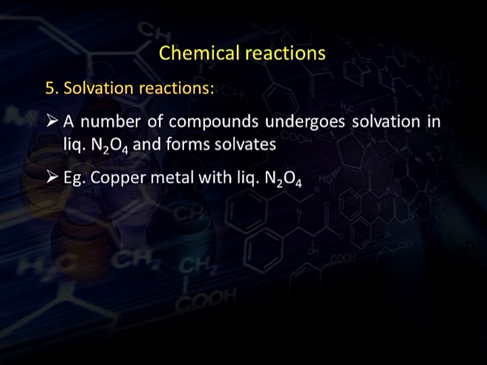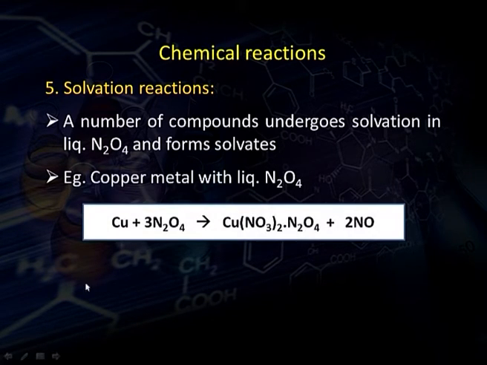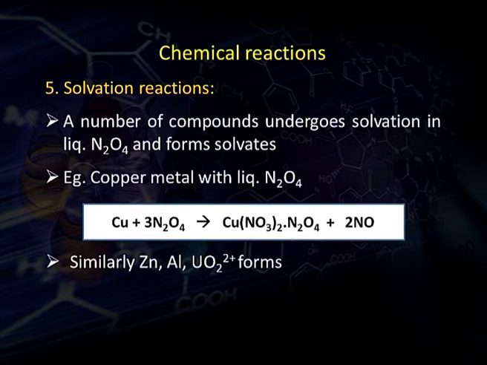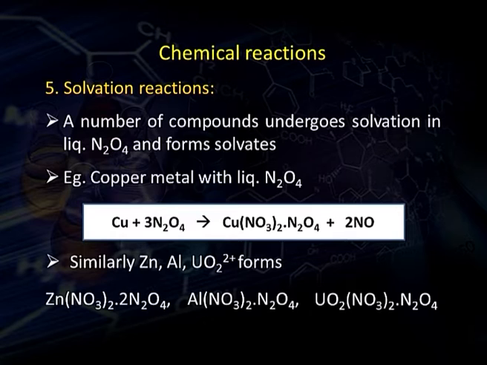For example, copper metal with liquid N2O4 forms a solvate with the formula Cu(NO3)2·N2O4. Similarly, zinc, aluminium and uranium oxide form zinc nitrate·2N2O4, which is a solvate of N2O4, aluminium nitrate·N2O4 and UO2(NO3)2·N2O4. So, these are the solvates.